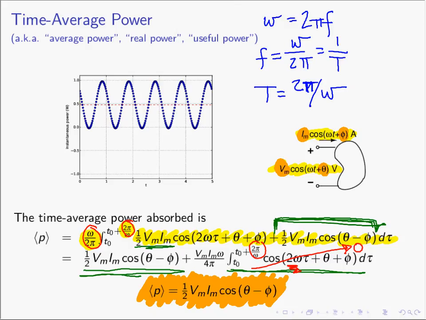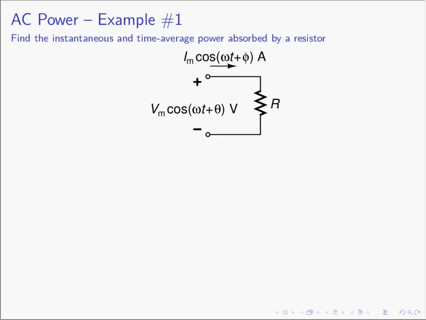So this relationship at the bottom is the time average power absorbed by a circuit element when it's being excited by sinusoids. So with that, we have 2 relationships, one for instantaneous power and one for time average power for sinusoids. So let's do an example. The first scenario we're going to have here is that we are going to have our generic current being forced into our resistor. So Im cosine omega t plus phi is being driven into our resistor, and it's going to give rise to a voltage.